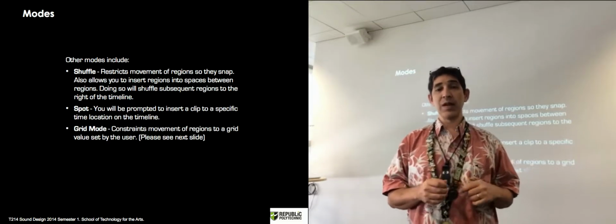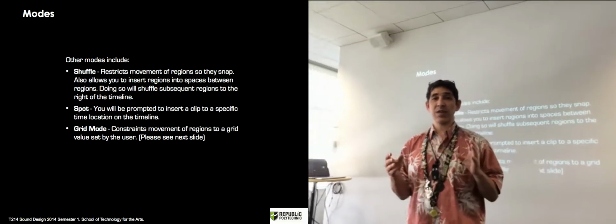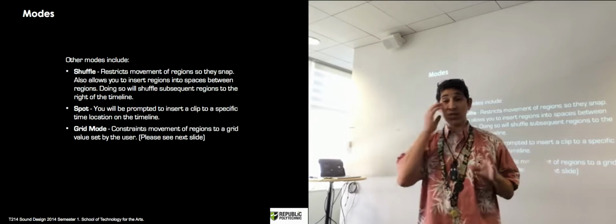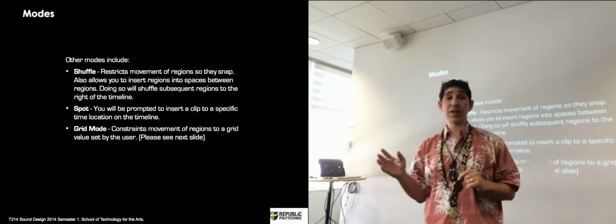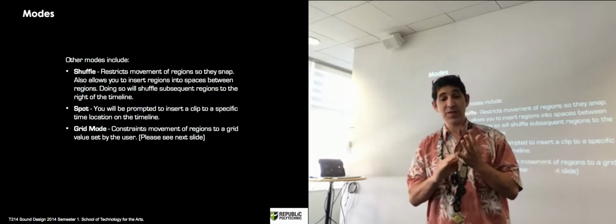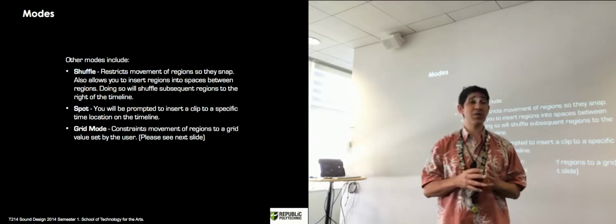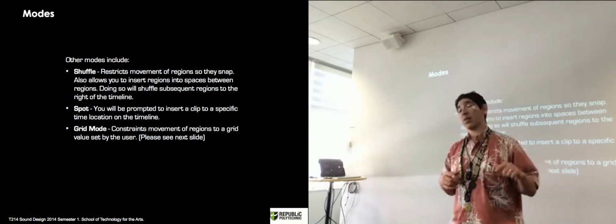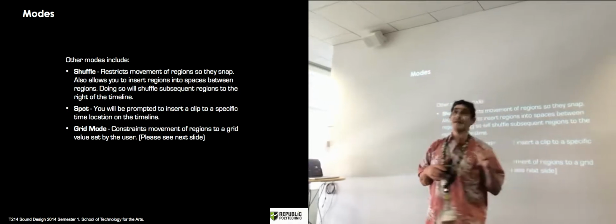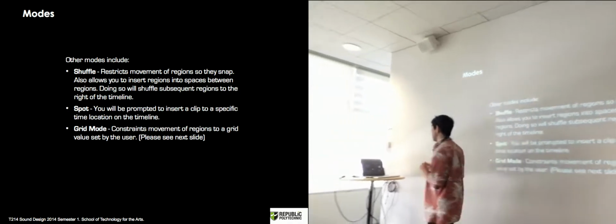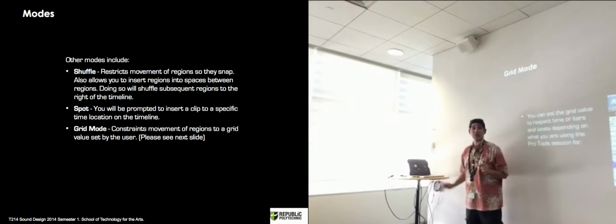Grid mode constrains the movement of your regions or your tracks to a grid, and there's 2. There's one that's relative and one that's absolute. So relative and absolute grids. You can define what you want as your grid. So let's take a look a little bit closer here.